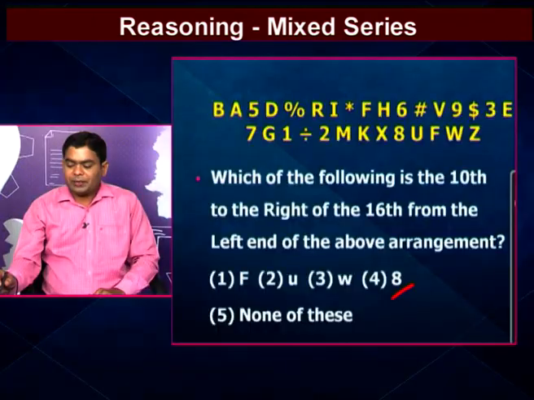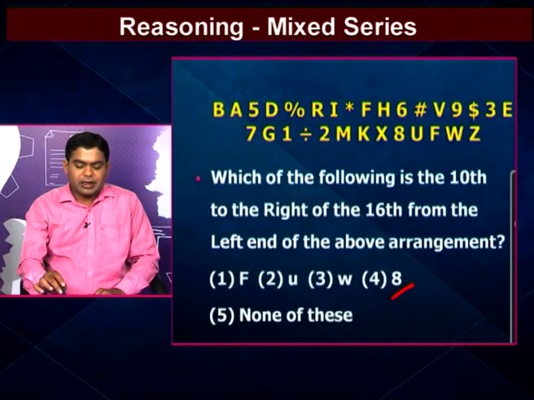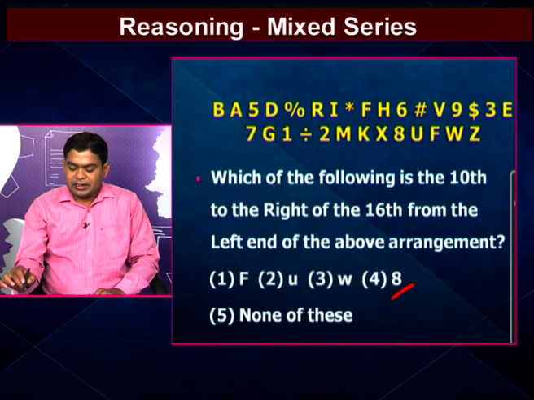So by observation, the 15th element is dollar, 18th element is 7, 21st element is division, 24th element is K, 25th is X, 26th is 8. So the answer is 8. That means the fourth option is our answer. So we go to the next question.